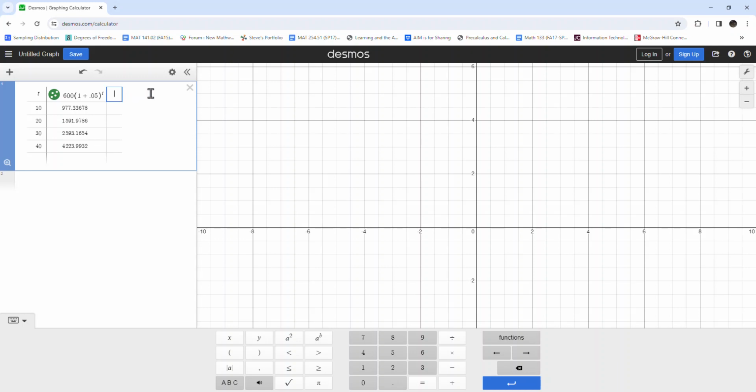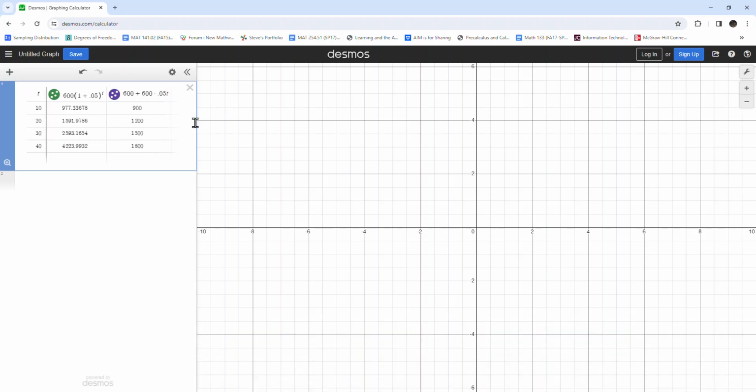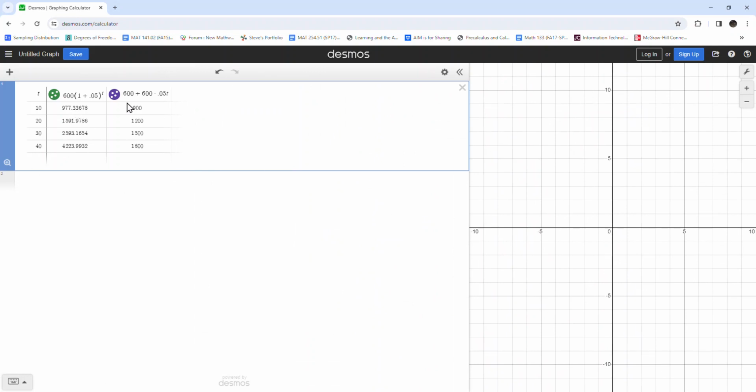Let's compare that to the simple interest. That was the 600 plus 600 times 0.05 times t. And now we can see the difference between these two values. And there's another way we can do this.